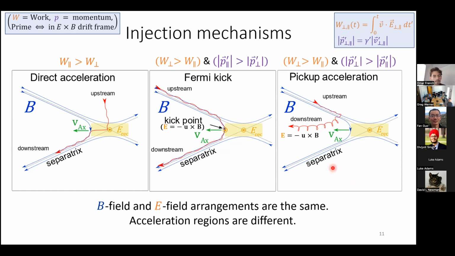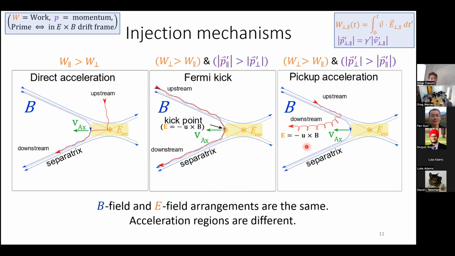So what we notice from looking at these three injection mechanisms is that the arrangements of the electric and magnetic fields are the same. So the magnetic field structure looks the same, the electric field looks the same, but the regions of acceleration are different. With direct acceleration, we accelerate in this diffusion region. With Fermi kick, we're somewhere here, and with pickup acceleration, we're further downstream. And so it might seem a natural way to study this process is to look at the location of injection.